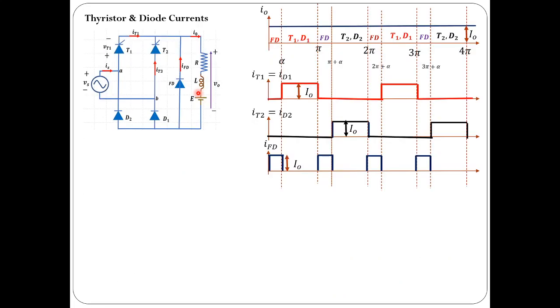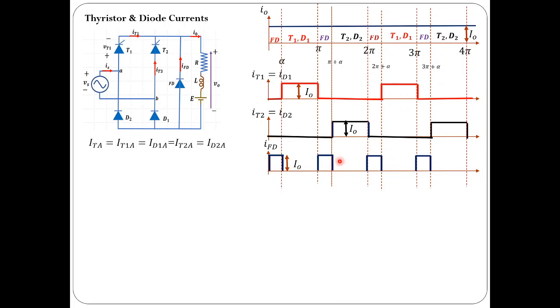Now coming to thyristor and diode currents. You can see that if you consider the overall cycle, that is 2 pi radians, thyristors are going to conduct for only pi minus alpha period. Each thyristor, so both of them are going to conduct for that period. And similarly, if you consider 2 pi radians, the freewheeling diode is going to conduct for alpha and alpha again, so 2 alpha times.